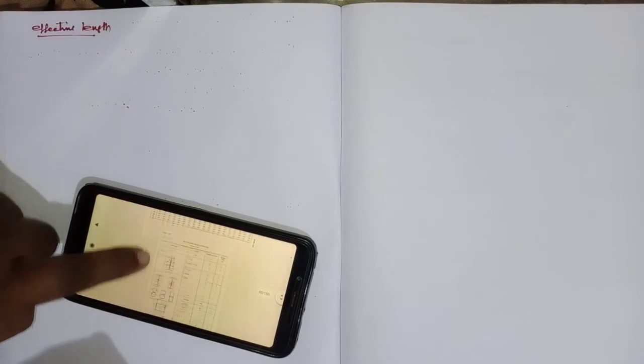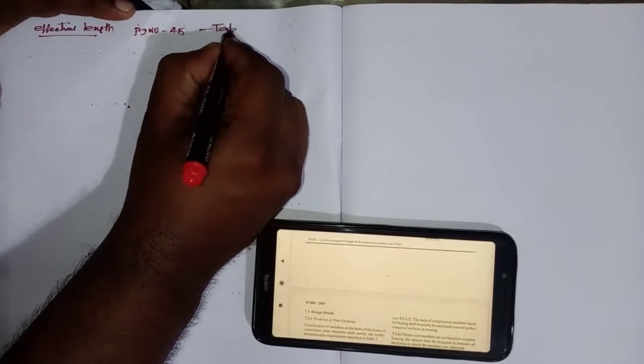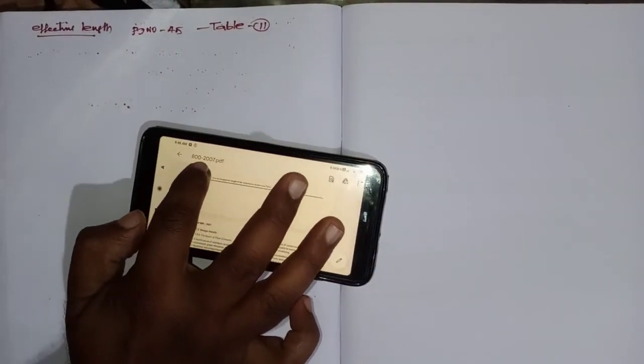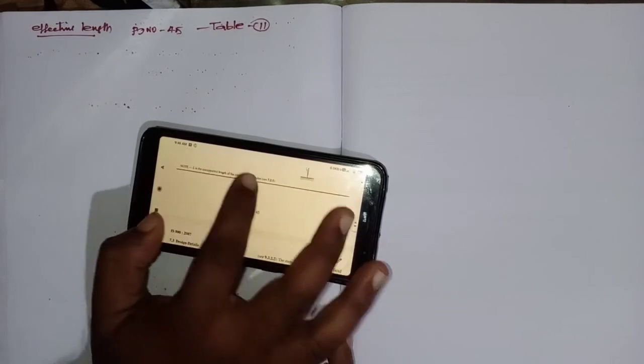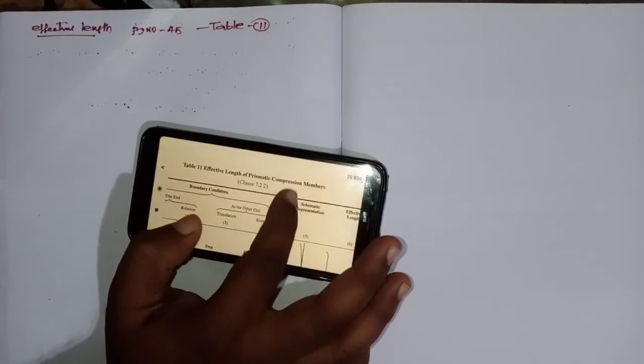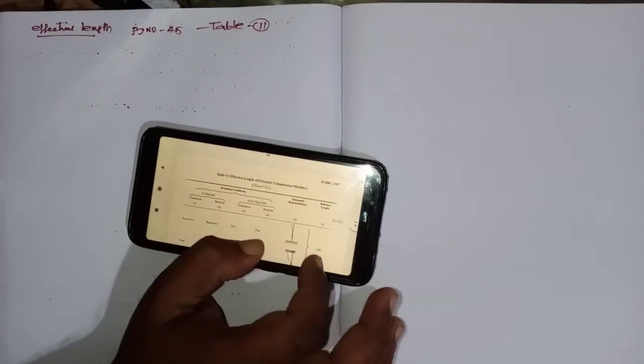This is again, if you go for your code book, page number 45, table 11. This is IS 800 2007 again, table number 11, page 45, effective length of prismatic compression member. Now what are these boundary conditions and what is the effective length? It is going to happen.